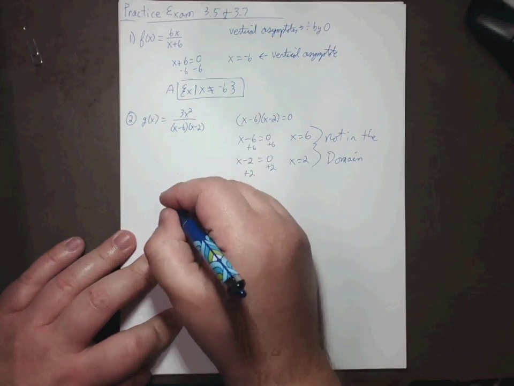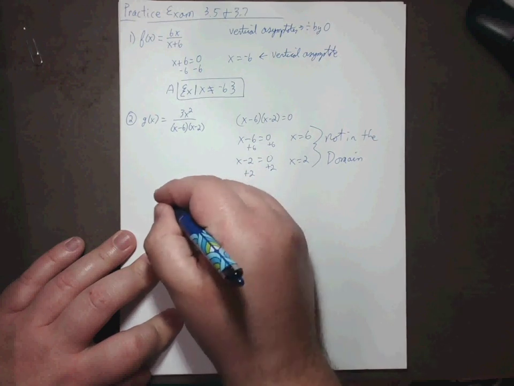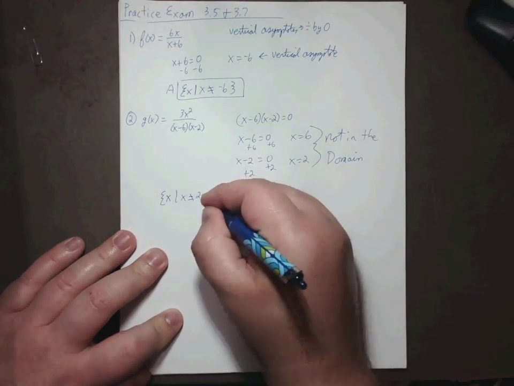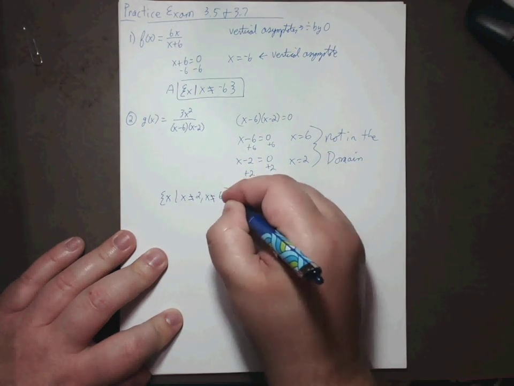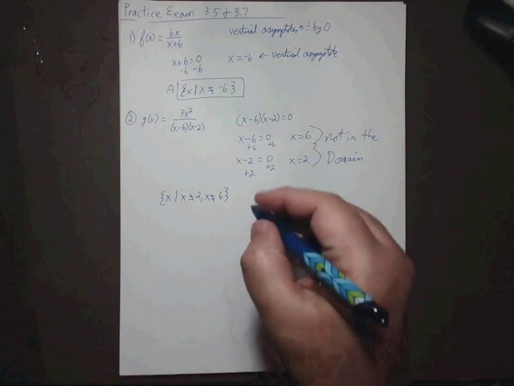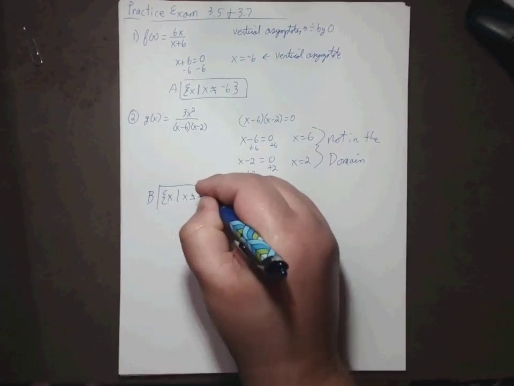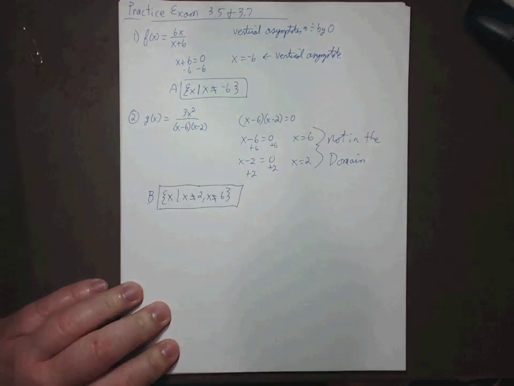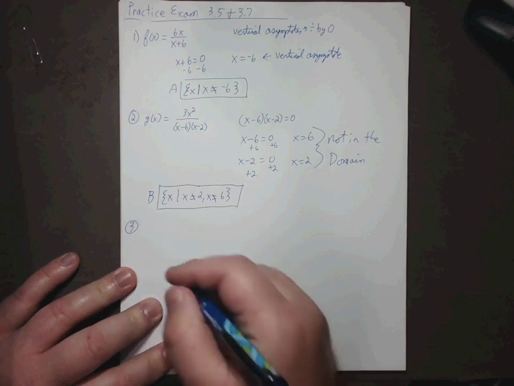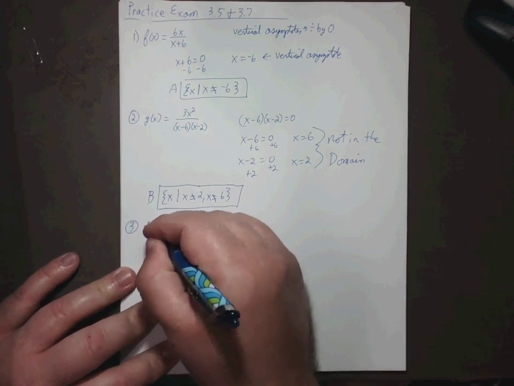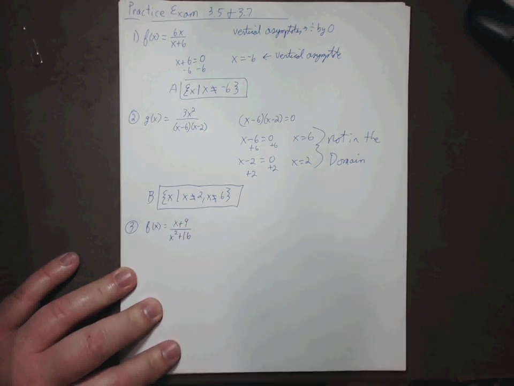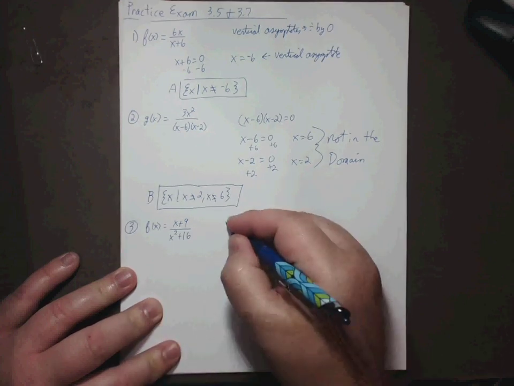So the answer is going to be x such that x does not equal 2 and x does not equal 6, which for ours is B. Again, wherever you have division by 0, those numbers are not in the domain. All right, so for our last one here, f of x equals x plus 9 over x squared plus 16. Again, you're going to set the denominator equal to 0.